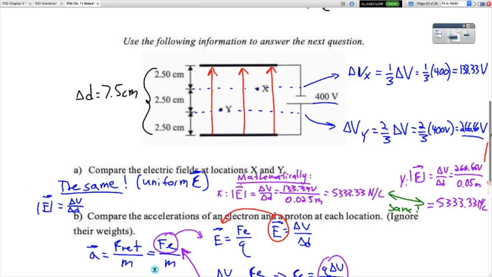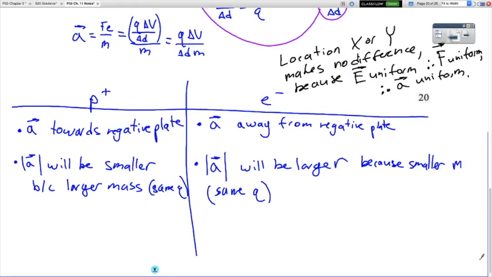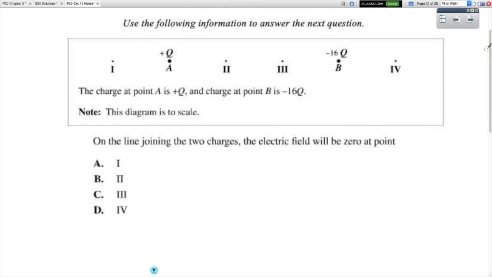Okay, so I'll leave it to you if you want to go ahead and actually calculate the accelerations for the proton and the electron, but I did want to do that more as a thinking exercise than an actual math exercise. But we have the equation, so you could plug it in. You could even do it at x and at y and compare your answers. I'm going to leave that for you as an exercise. Try that out.